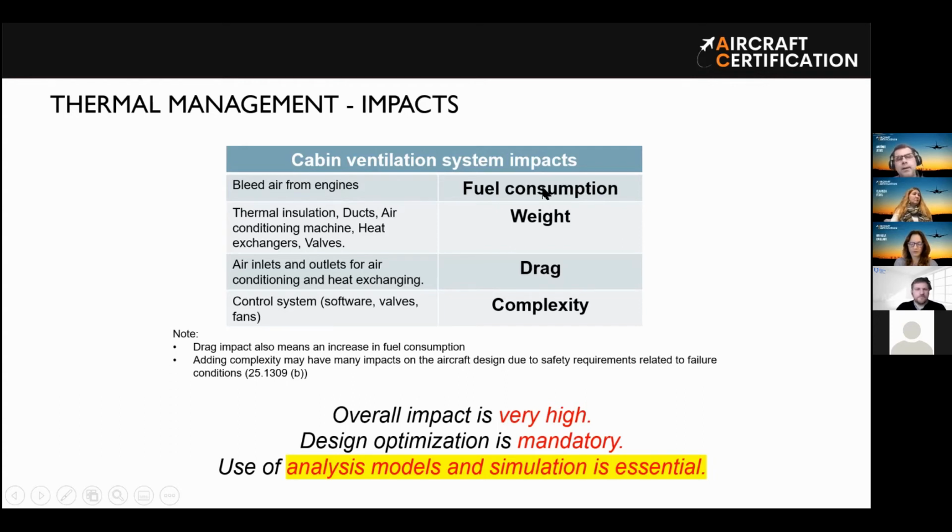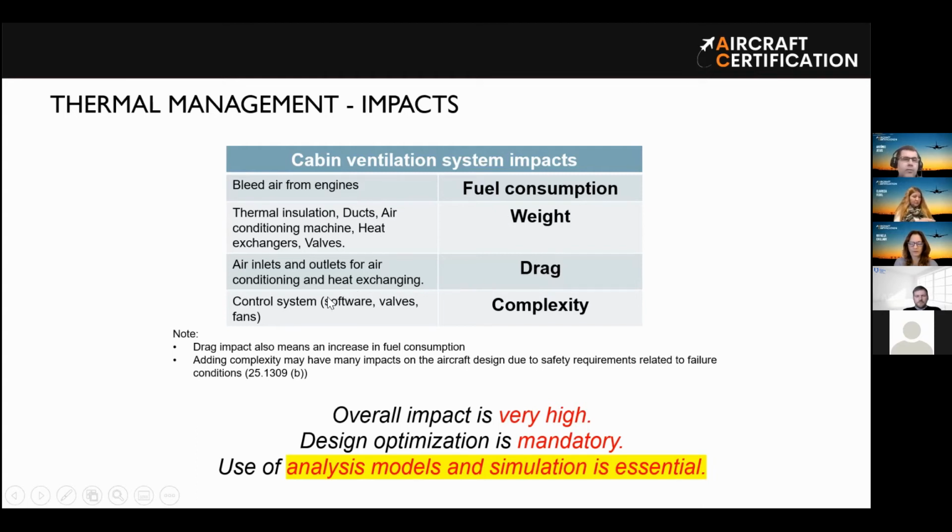If you look at the whole system, you can imagine that it has a lot of thermal insulation and a lot of ducts. We have this air conditioning machine. There are some heat exchangers. There are many valves. I did not show all the details, but the system is very complex and has a lot of components, which of course cause an impact on the weight of the aircraft as well.